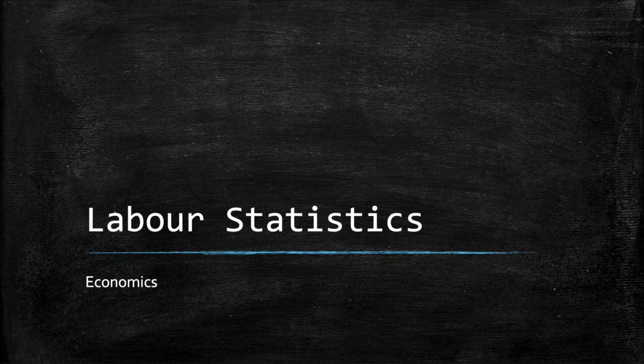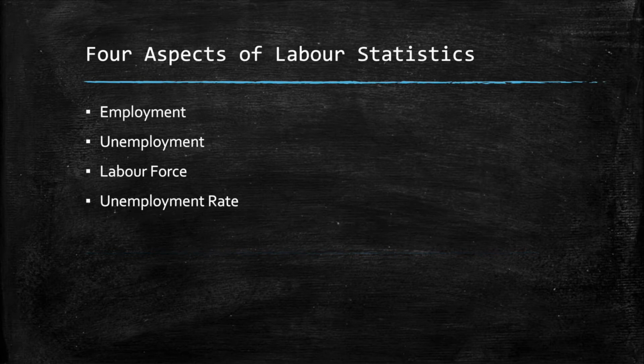Hi guys, in this video we will be talking about labor statistics. So the four aspects of labor statistics that we're going to be looking at are employment, unemployment, labor force, and unemployment rate. And hopefully by the end of this video you will have a better understanding of what each of these means, and you will also know how to calculate them.